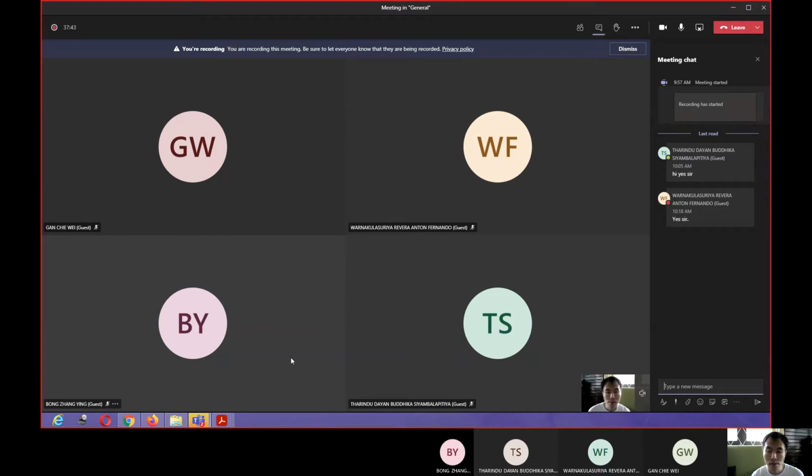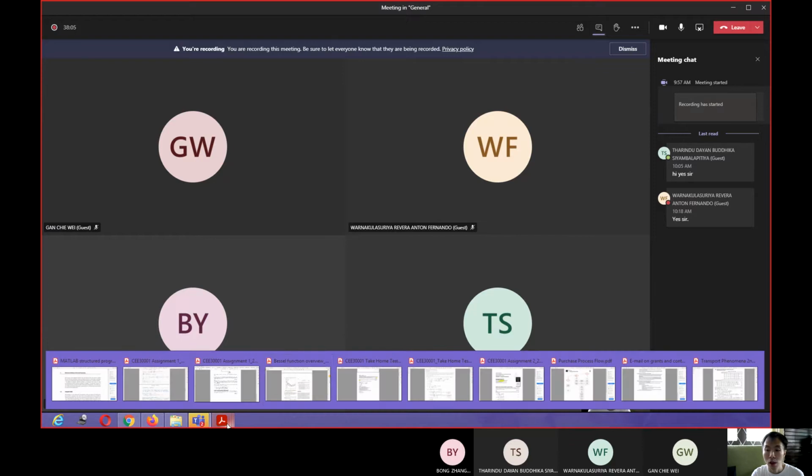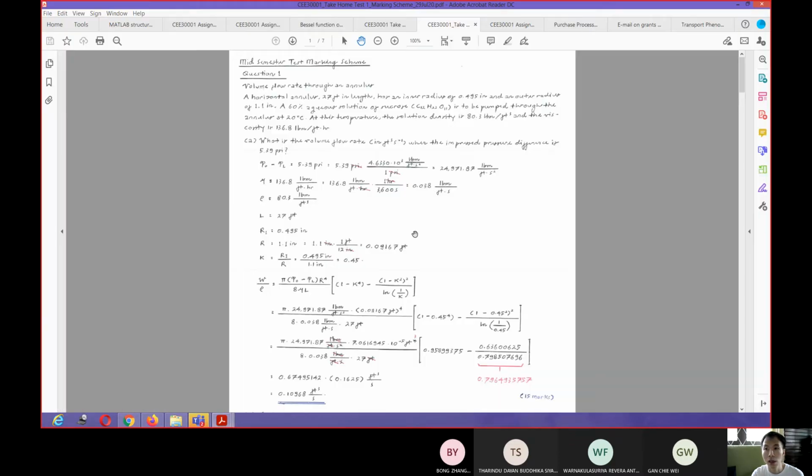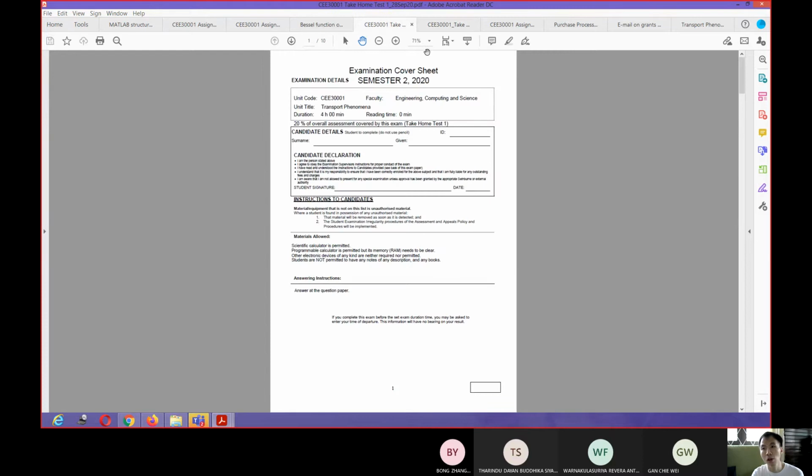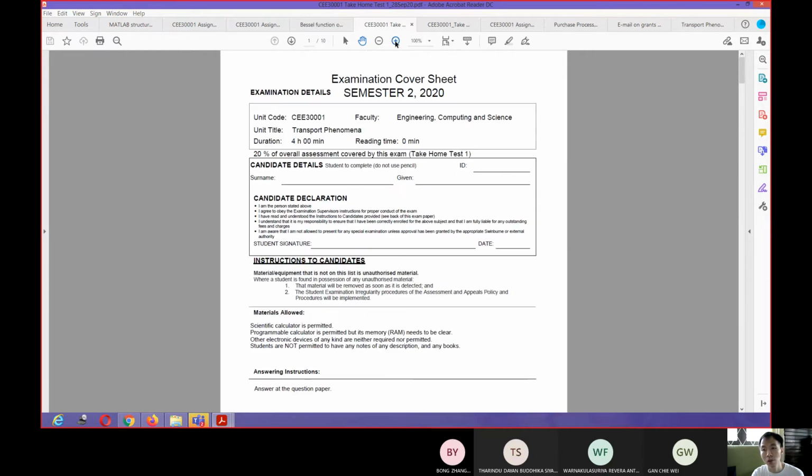So for assignment 1, if you get a low mark, then you need to work quite hard for assignment 2. I also welcome you to contact me if you have any problem with assignment 2. So try to do as much as possible for assignment 2, because you know that for take home test 1, I also try to give quite long hours for you to do. Okay, so now I will move into the take home test 1.